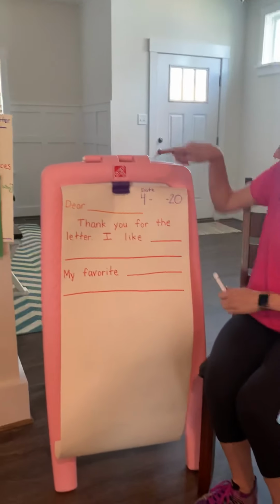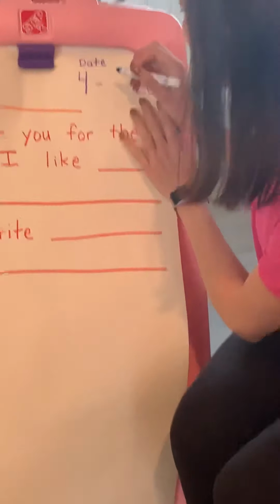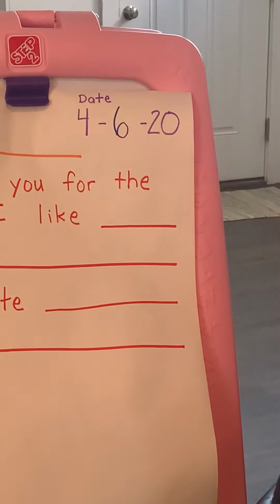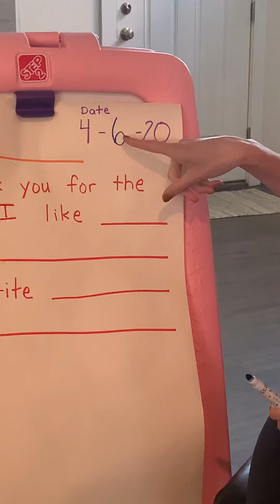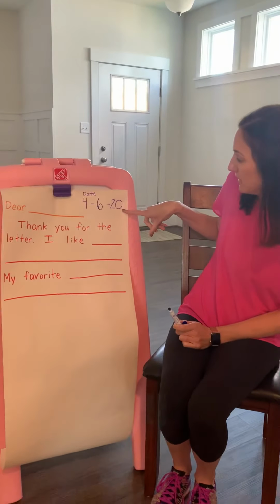So up in the corner, I have my date. Today's date is April 6th. So the 4 is here because April is the 4th month. Today is the 6th day in April, and it's 2020.